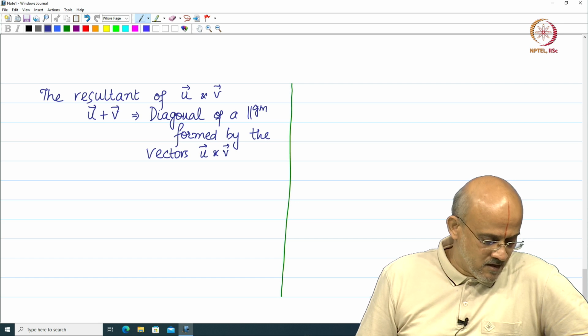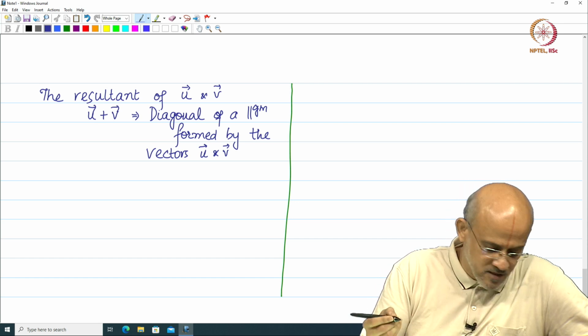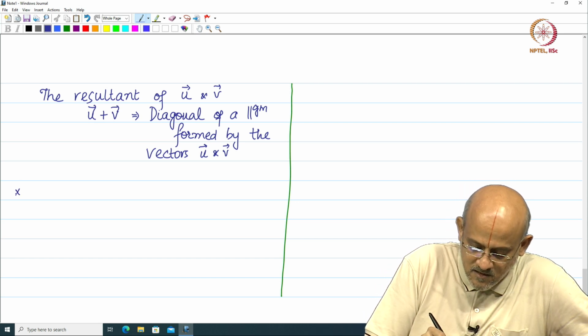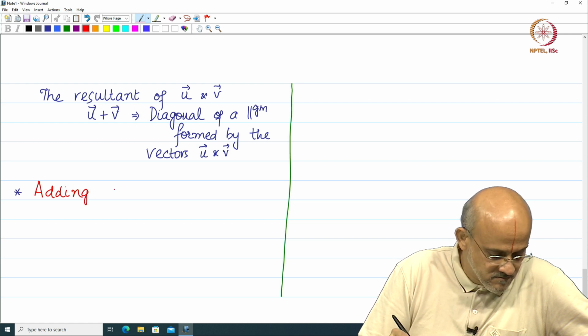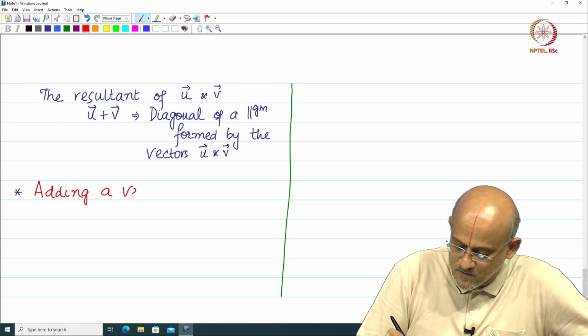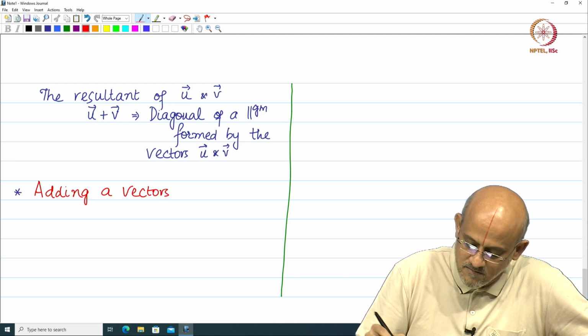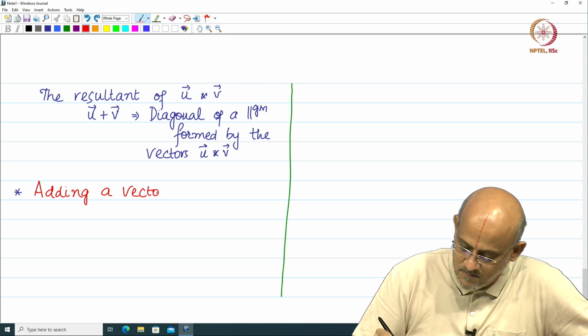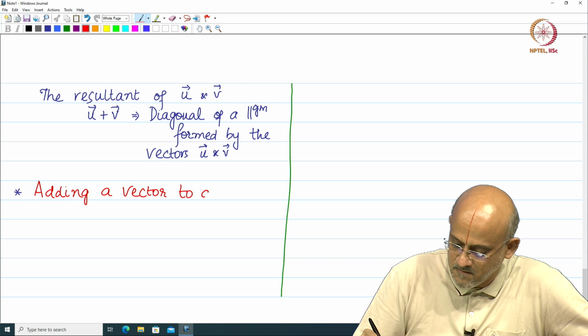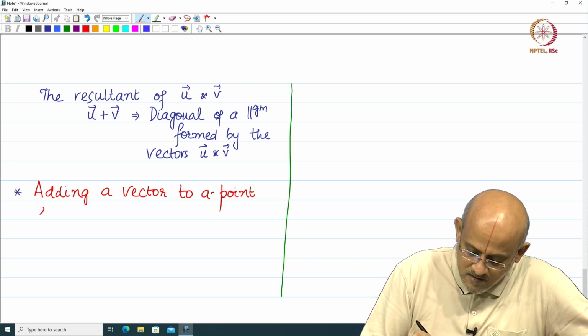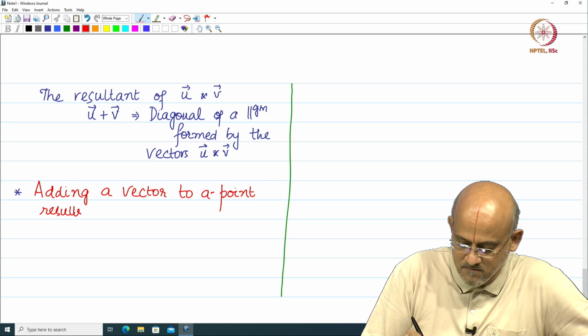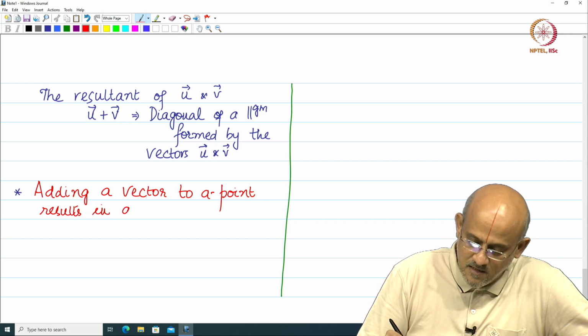Good. Now, we already saw that the next operation that we see is adding a vector to a point yields another point. Adding a vector to a point results in another point.